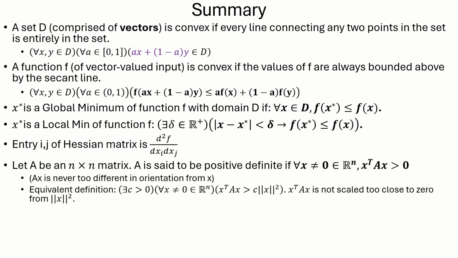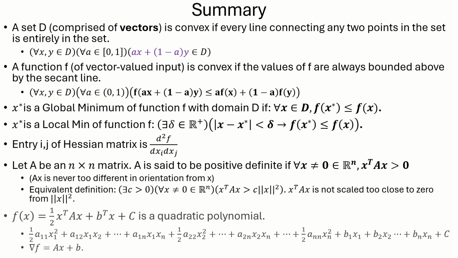Matrices A are said to be positive definite if the dot product of x with Ax is always positive for all non-zero vectors x. Finally, we can express a quadratic polynomial in multiple variables using the following matrix vector expression, and the derivative is just Ax plus b.